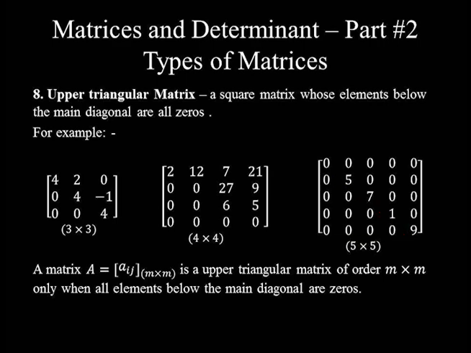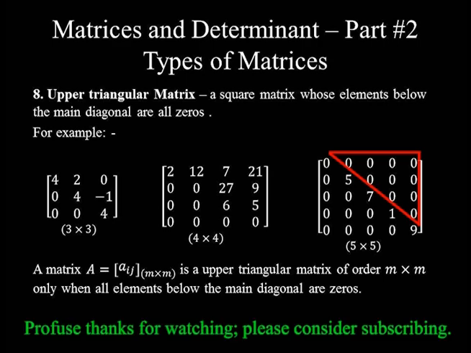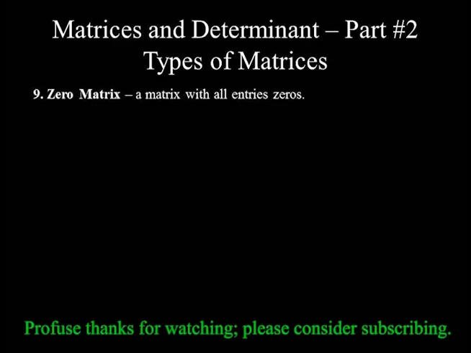On the other hand, when we are asked to check whether a matrix is lower triangular or not, we have to check whether elements above the main diagonal are zero or not. The next matrix type is a zero matrix. It's a matrix with all elements zero.